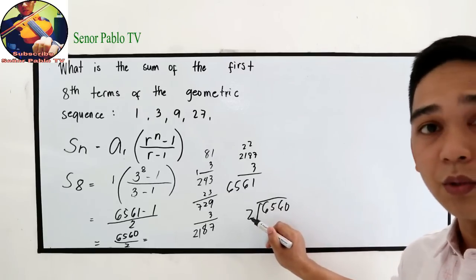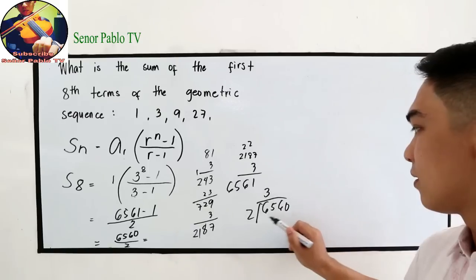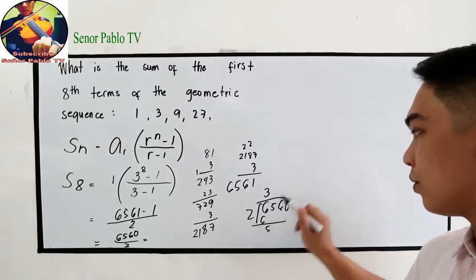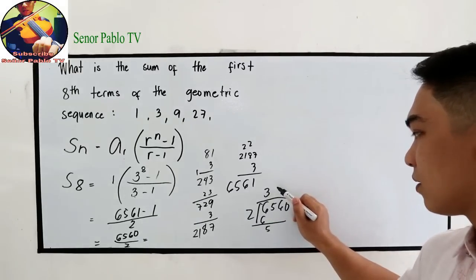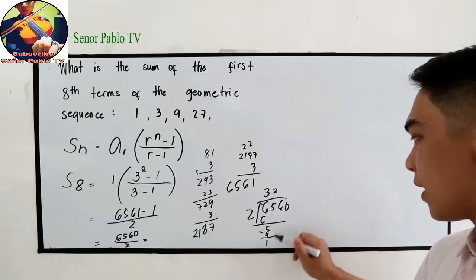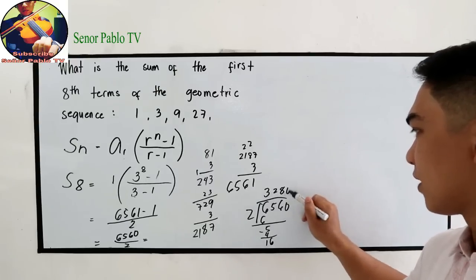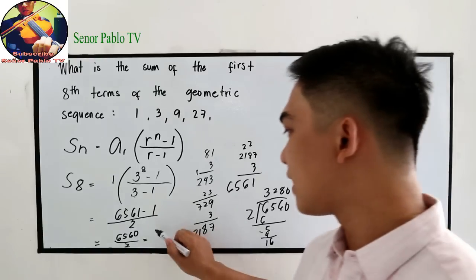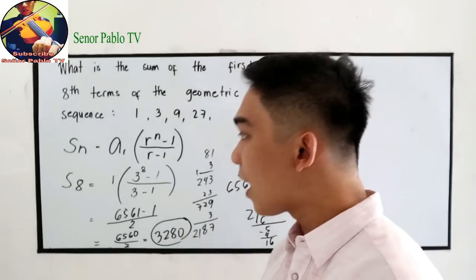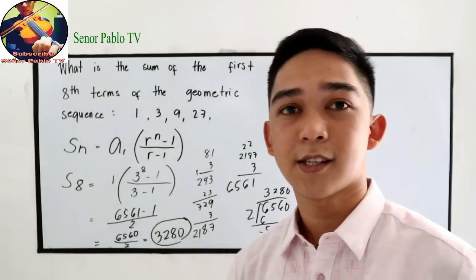So, divide natin siya. 6 divided by 2, 3. So 6, bring down 5. 5 divided by 2, so 2, 4. Subtract 1, then 6. So 3280. So ito na ngayon yung sum ng ating sequence.